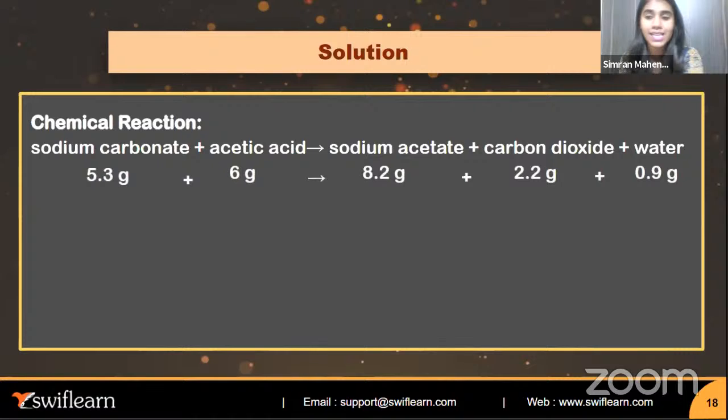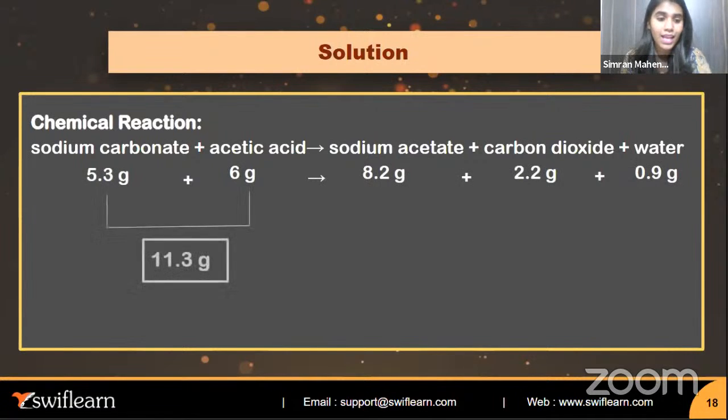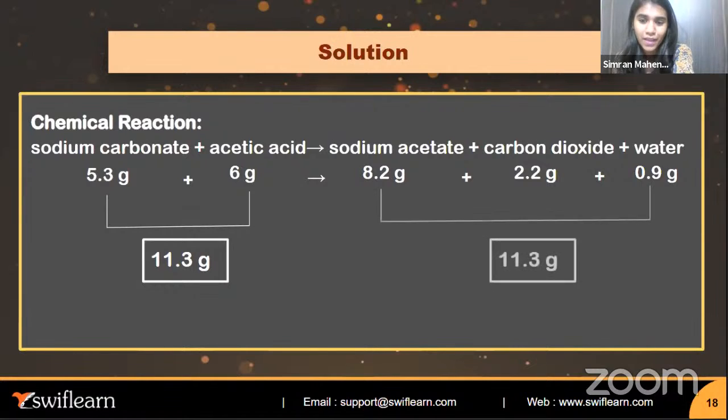So you took this and you're adding. 5.3 plus 6 gram, you get 11.3 gram. Now let us check the products. Here also you get 11 gram. So is this statement in accordance with the law of conservation of mass? Yes, it is.